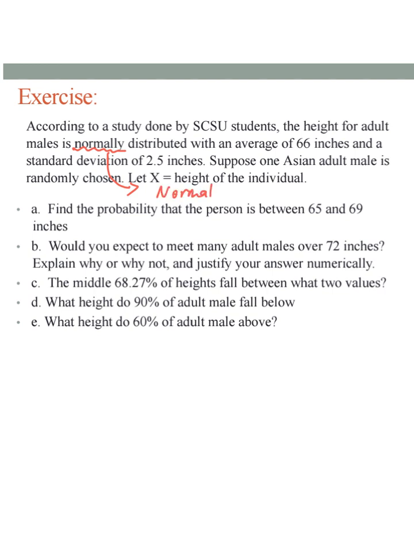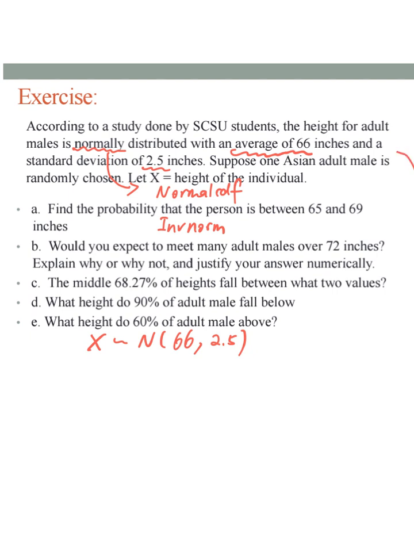If you see this keyword normally distributed, two functions come to your mind. The first one is normal CDF. The second one is inverse norm. So you will use them. In this question, our mean, the average, is 66. The standard deviation is 2.5. So our random variable x follows a normal distribution with mean equals 66 and standard deviation 2.5. This is the information we could get when we read the question.